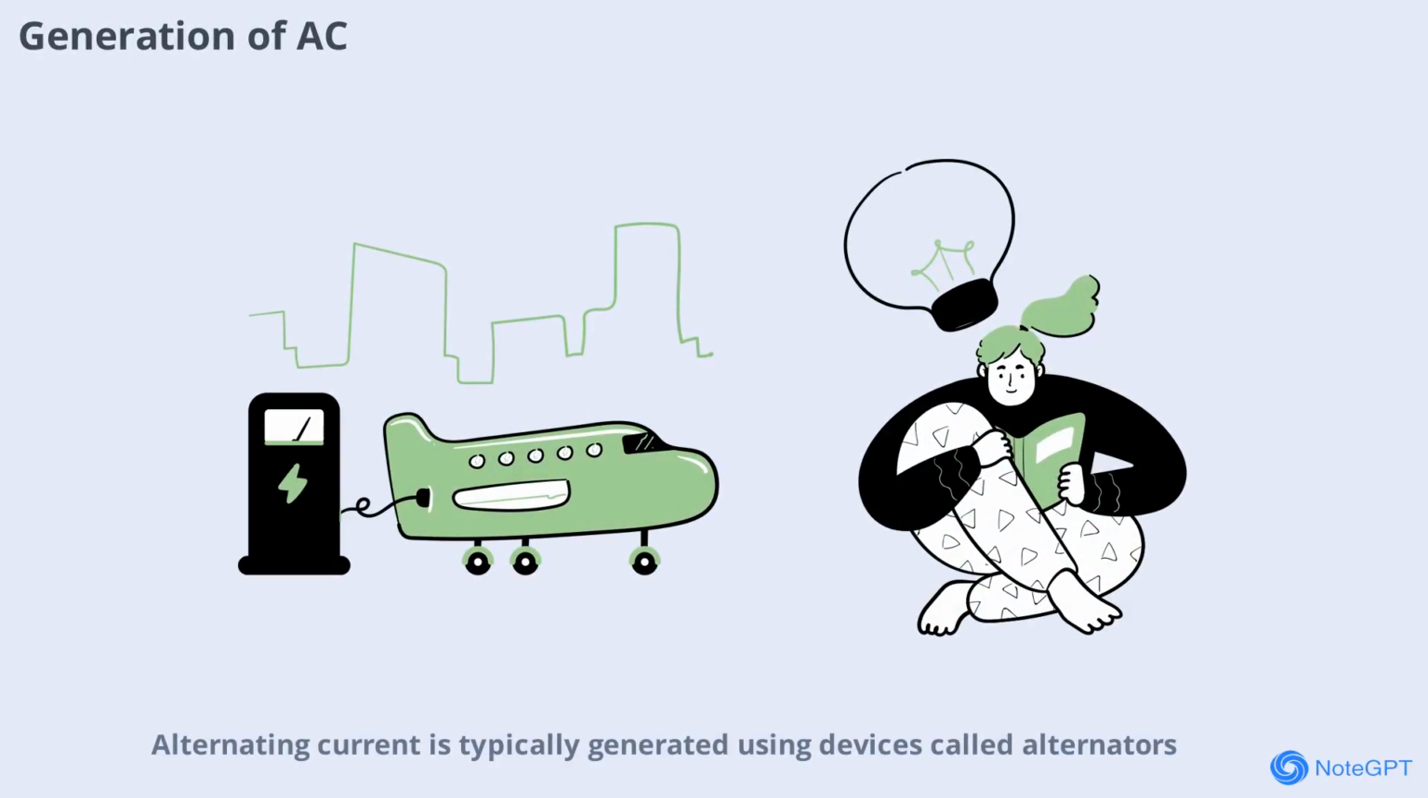Alternating current is typically generated using devices called alternators. These machines work on the principle of electromagnetic induction, where a coil rotates in a magnetic field, inducing a current that changes direction with each rotation. This process naturally produces a sinusoidal AC waveform.